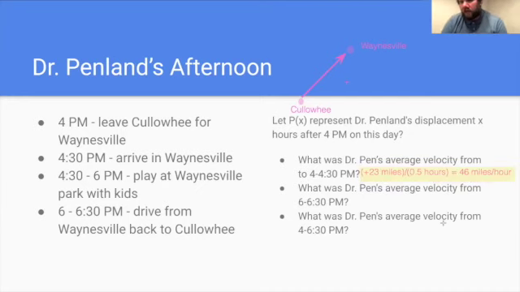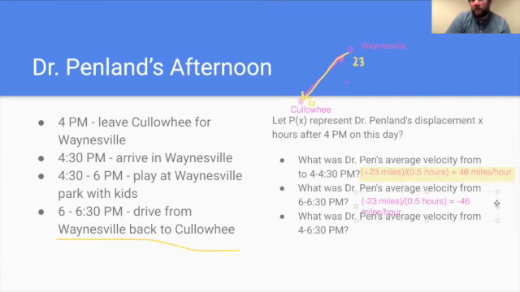What was the average velocity from 6 to 6:30 p.m.? Well, from 6 to 6:30 p.m., I was going from Waynesville back to Cullowhee. And so I was going this direction. If we think of Cullowhee as 0, then Waynesville was at 23. I actually went negative 23 miles because I went from 23 back to 0. So it's important to remember here with displacement, there's going to be a direction. And if you're going from a positive number to 0, that's negative motion. So the average velocity here is negative 46 miles per hour. I can't emphasize enough that velocity can be negative.